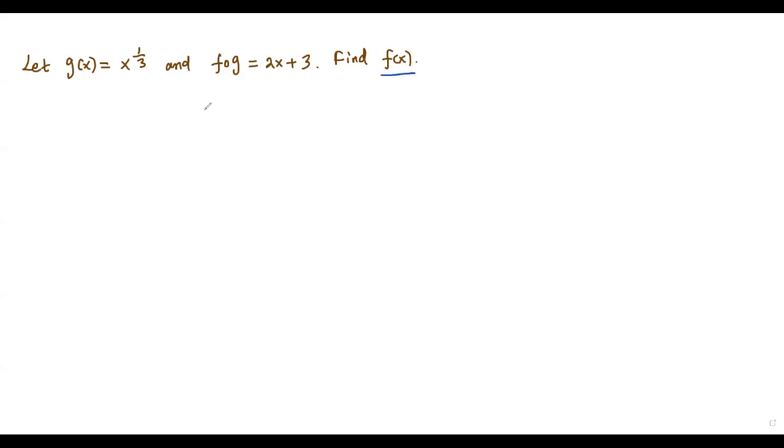So how do we solve this one? For that, first I am taking the composition of two functions, f∘g equals 2x + 3. Already we know the formula to find the composition of two functions, that is f∘g equals f of g of x. So here this f∘g can be replaced by this f of g of x.